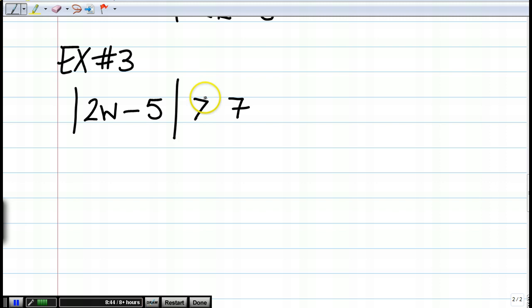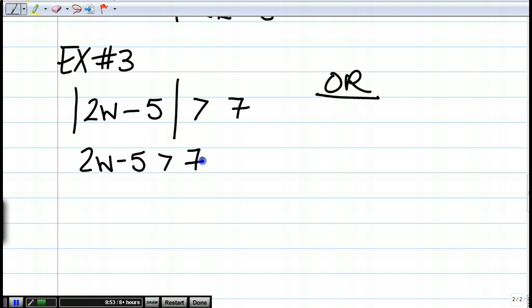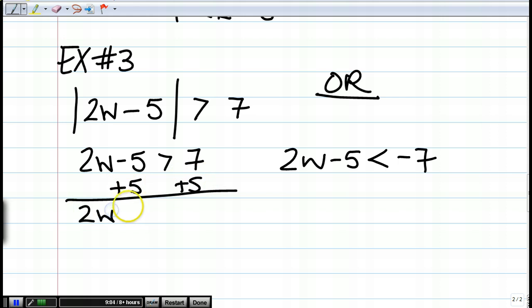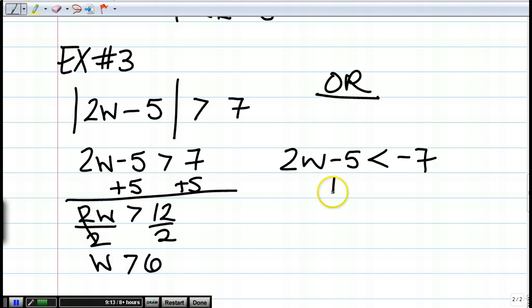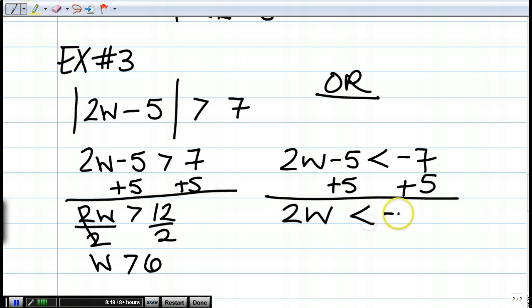Okay, so we're going to go ahead and solve this, and it's a great or, so you know that you're looking for an or, and you're going to write one exactly the same, and then one where you're going to flip the inequality and change the sign, and then you go ahead and solve. Divide by 2, w is greater than 6. Come over here, add 5. You have 2w is less than -2. Divide by 2. W is less than -1.